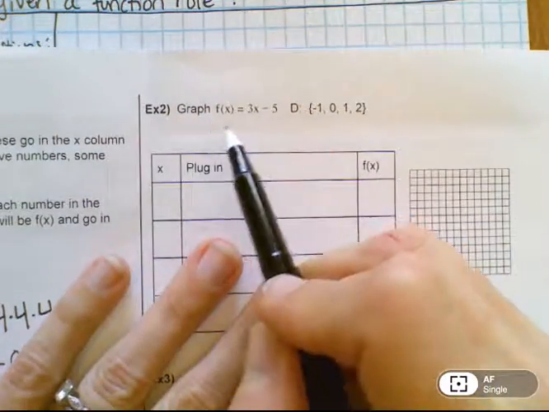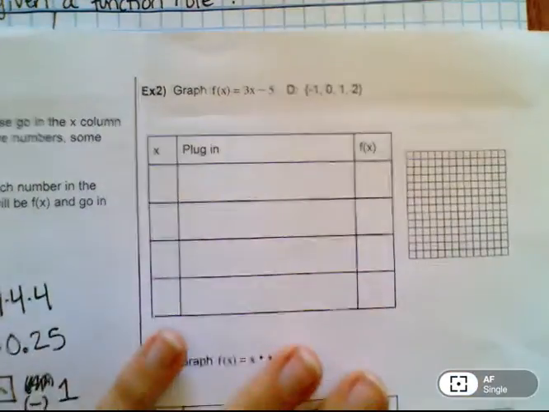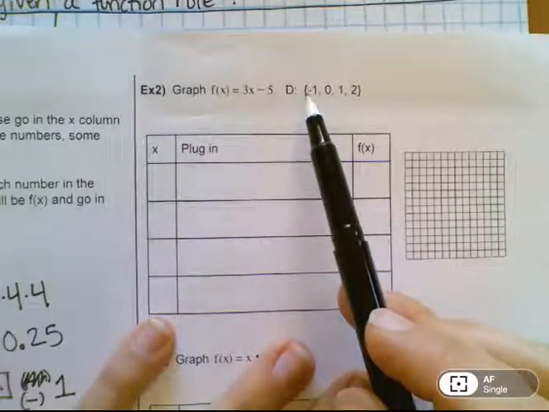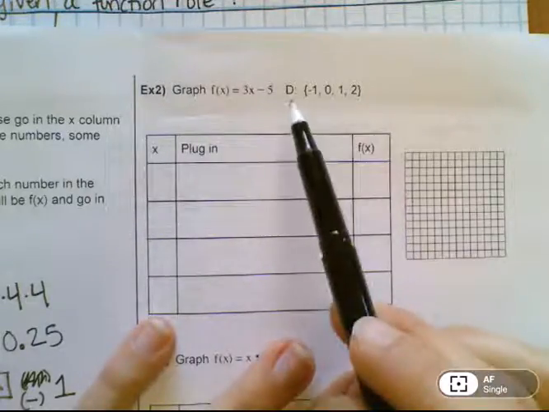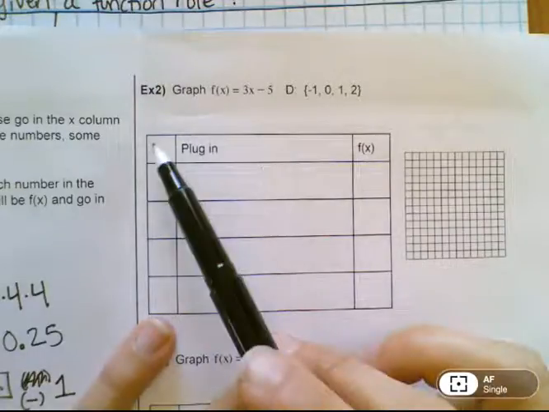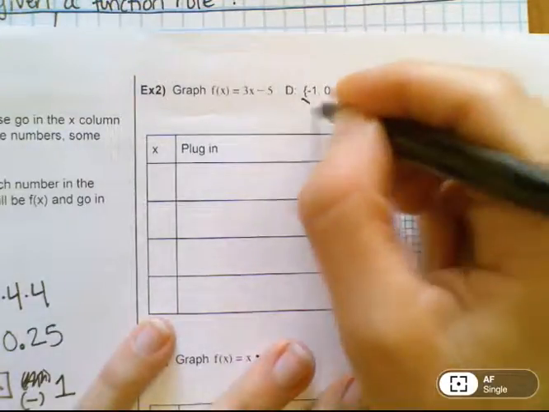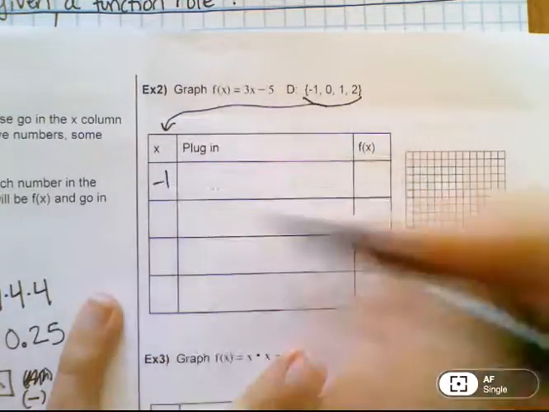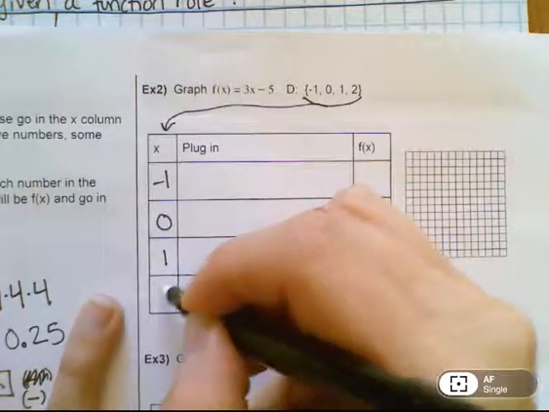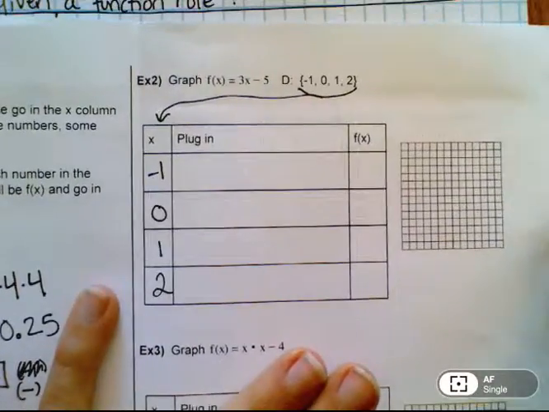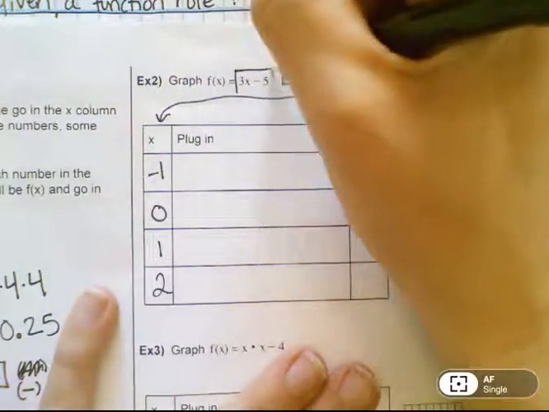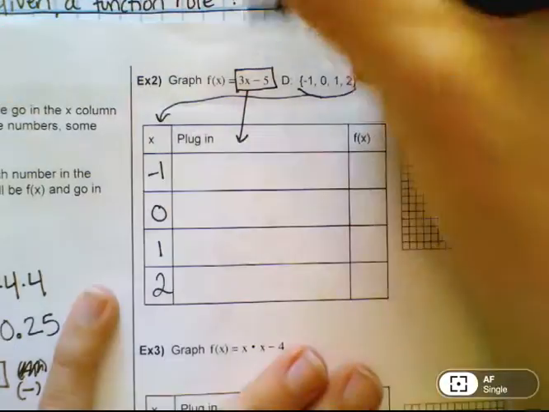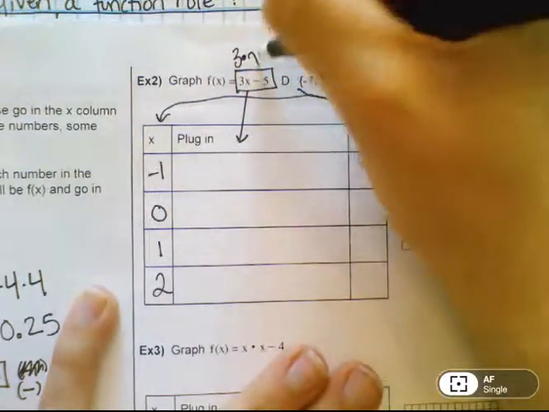It says graph f(x) equals 3x minus 5, and then it gives you a domain. So it says D, -1, 0, 1, and 2. That means use this as your inputs. And so we're going to take these numbers and put them in the input column. So -1, 0, 1, and 2. And then we plug into this part of our function rule, okay? This 3x, by the way, means 3 times x.